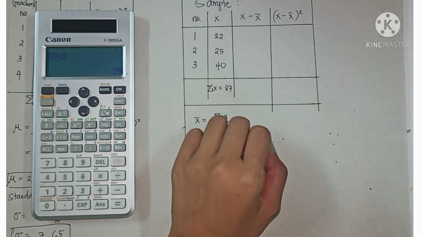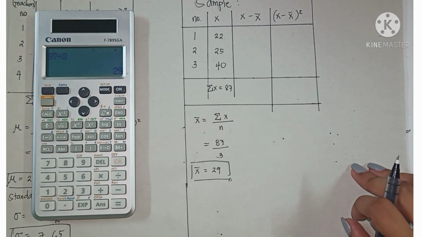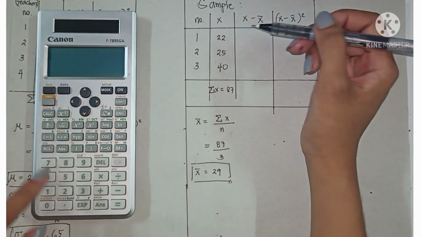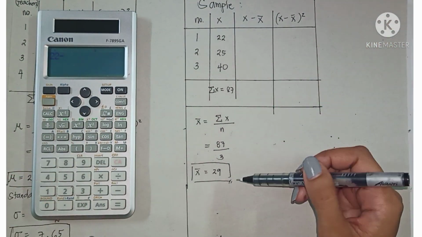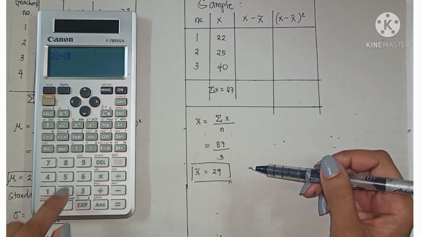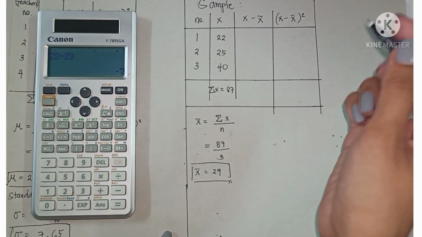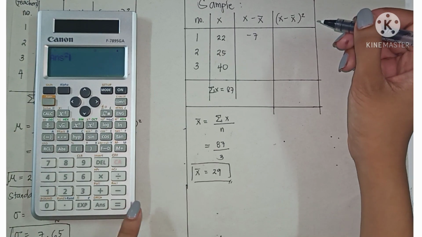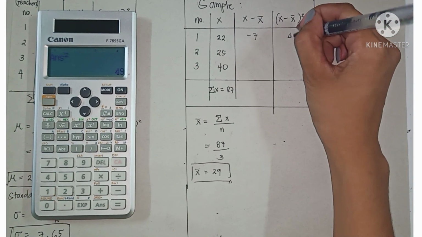So, proceed na tayo sa next column. We have x minus x bar. So, yung x ko ay 22. 22 minus, yung sample mean natin is 29. 22 minus 29, that is equal to negative 7. Diretso squared na tayo. So, squared is equal to 49.